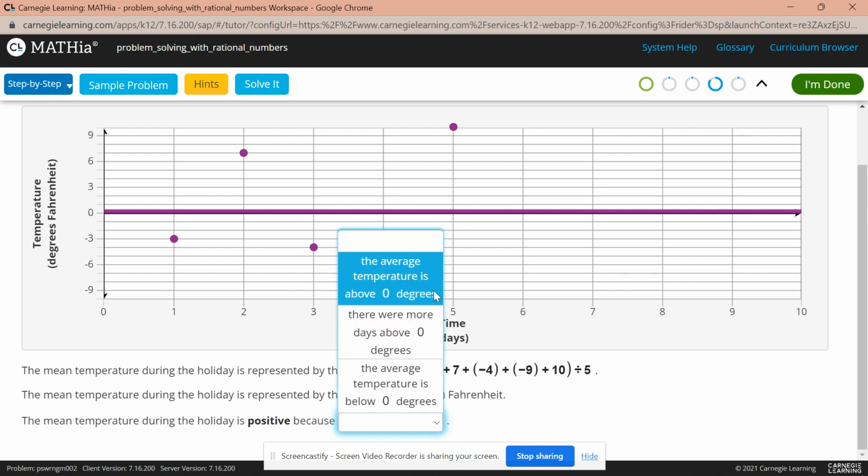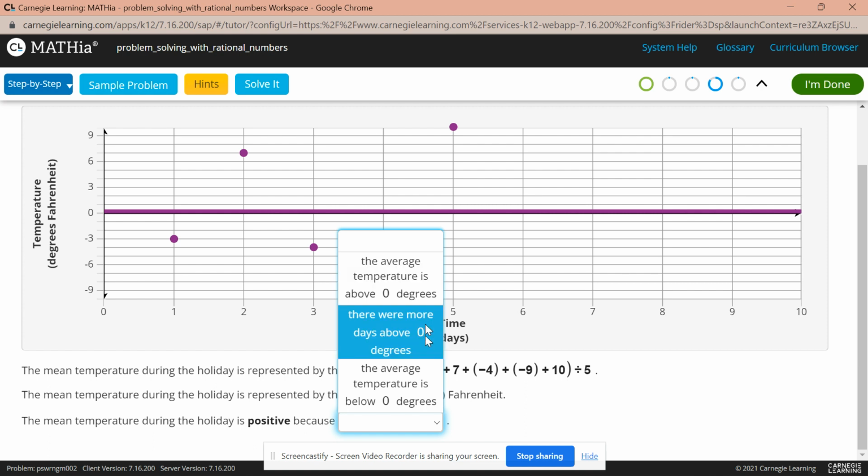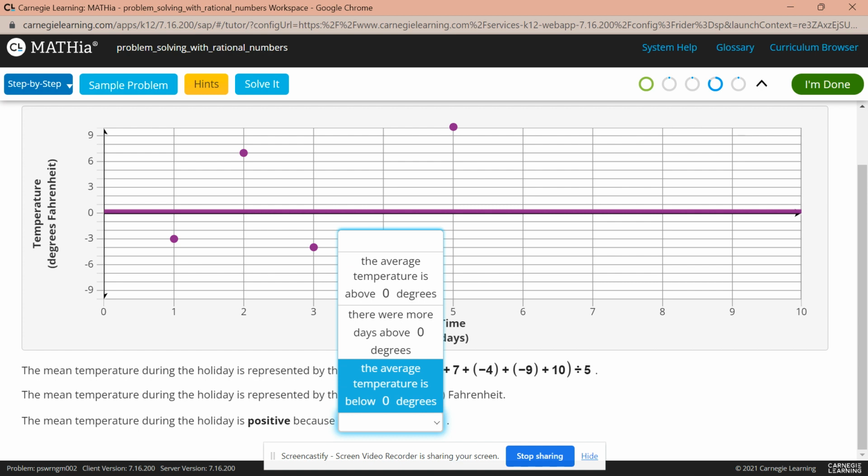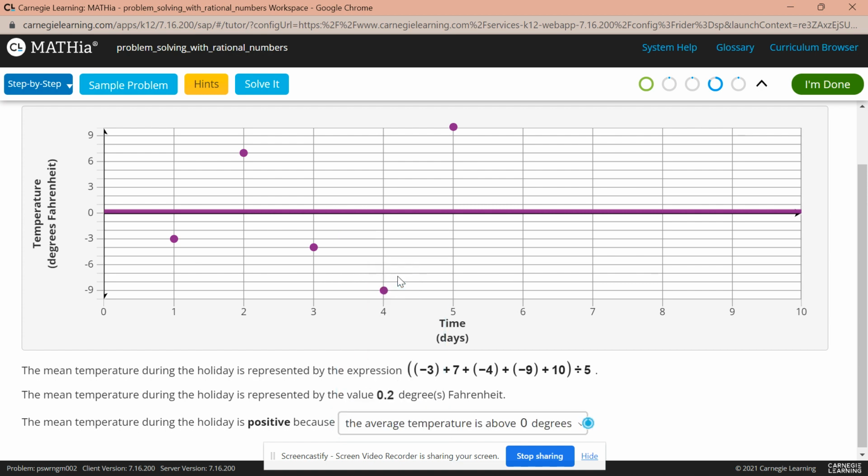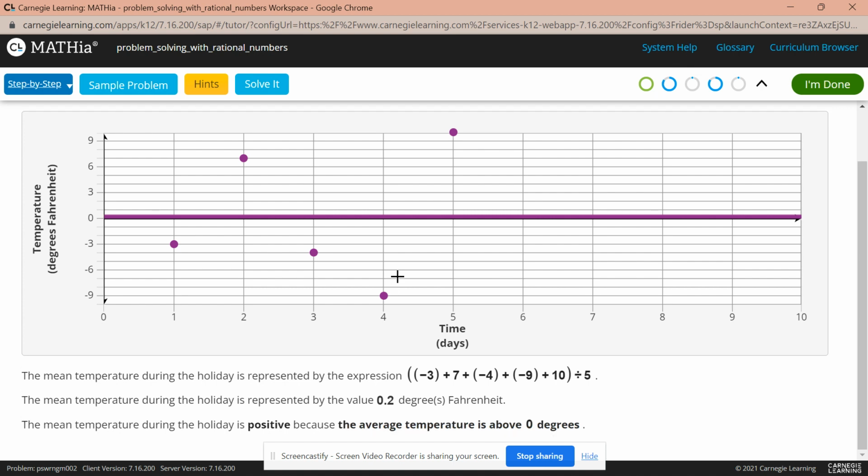The average temperature is above 0 degrees. There were more days above zero. No, there weren't more days. The average temperature is below. So it's going to be below, because a mean is basically your average, right? You add up all the points and divide it by the number of points there were in that set. Okay? That's how you do it.